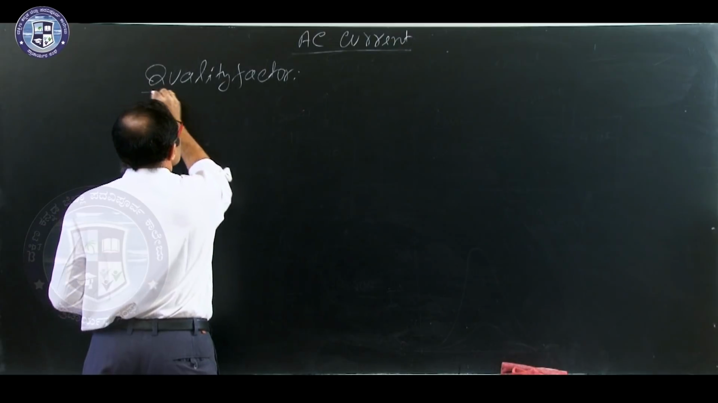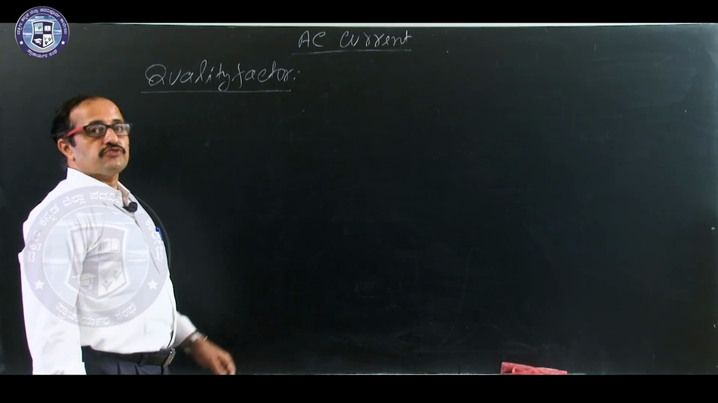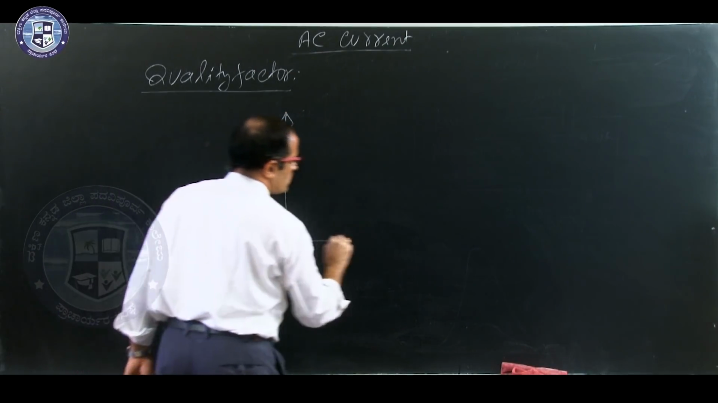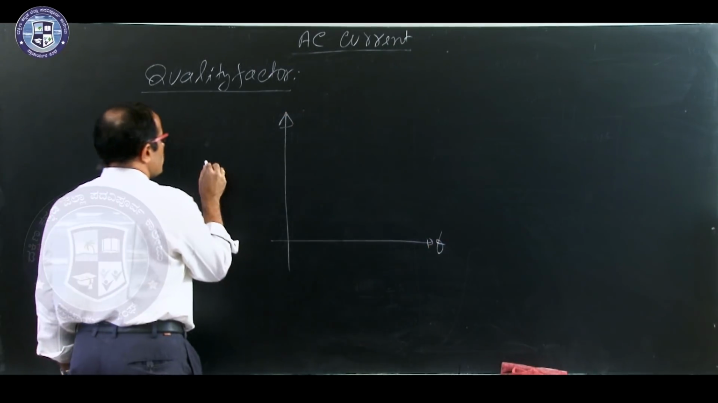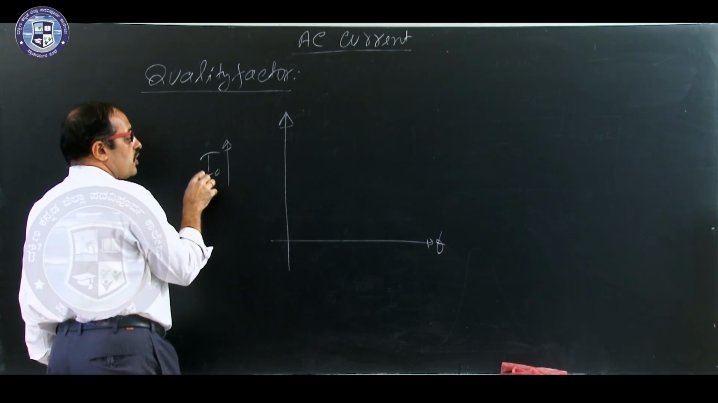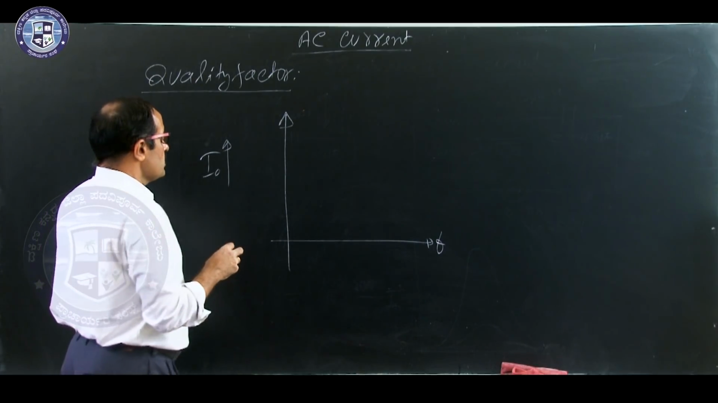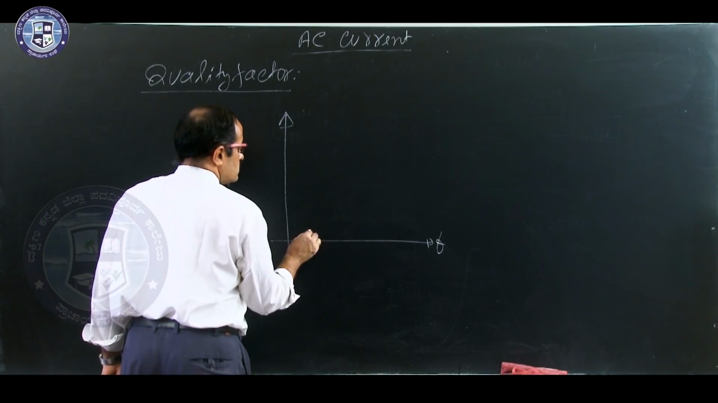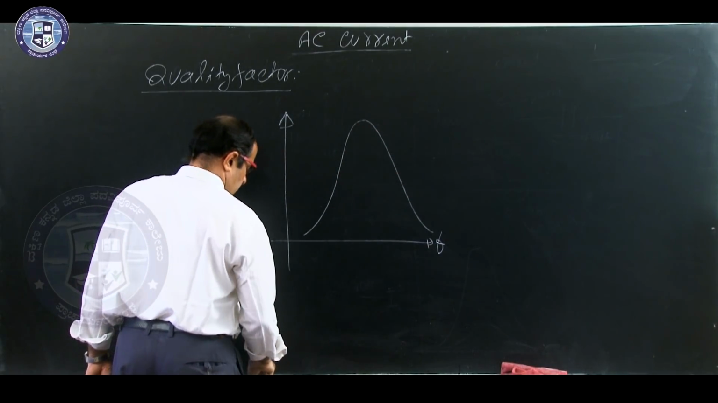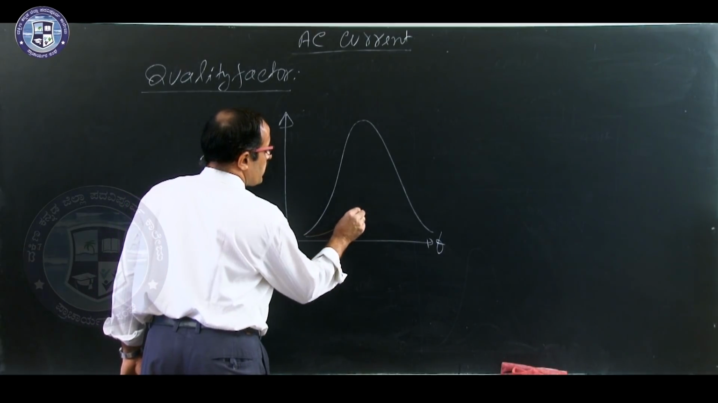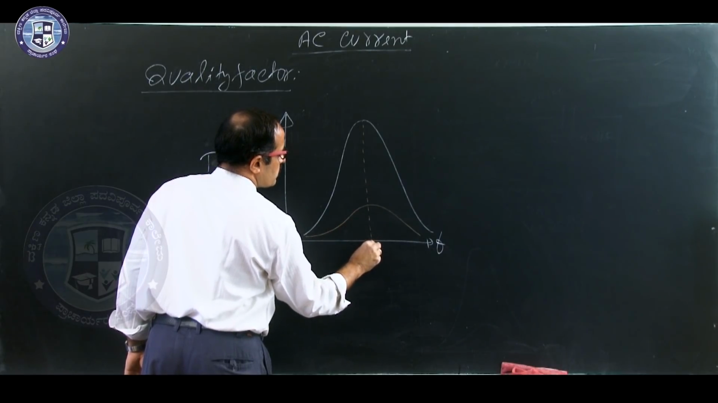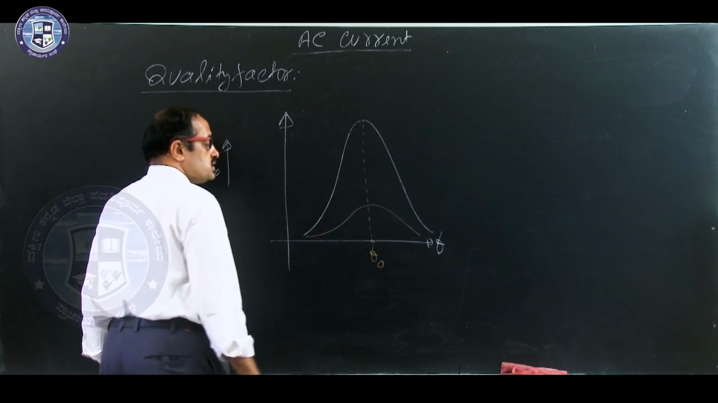Or Q factor or sharpness of the circuit. It is a frequency versus I naught graph. It need not be I naught, it may be IRMS also. And I said one graph, let us say like this, and another graph what I explained is like this. For both the LCR circuits, resonant frequency will be same.